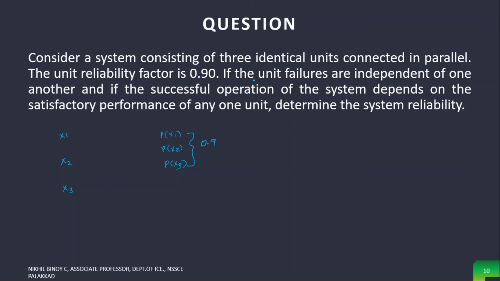Okay. Now what is the next information? All these units are connected in parallel. The same thing is mentioned below. The successful operation of the system depends upon the satisfactory performance of any one unit. Satisfactory performance of any one unit is sufficient. Means these reliability components are connected in parallel. This one is a logic component. So these logic components are connected in parallel.